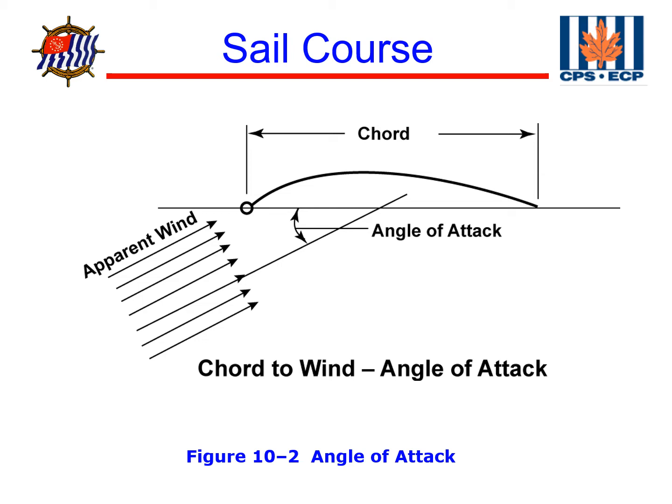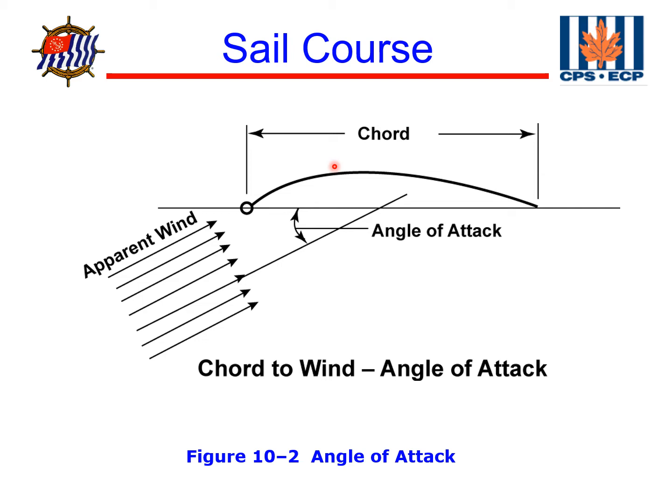The angle of attack is the angle between the chord line and the apparent wind. So here's our chord line running from the front to the back of the sail, and here's our angle of apparent wind. This angle here is our angle of attack. The angle of attack between the apparent wind and the sail chord line determines the sail's ability to generate force.